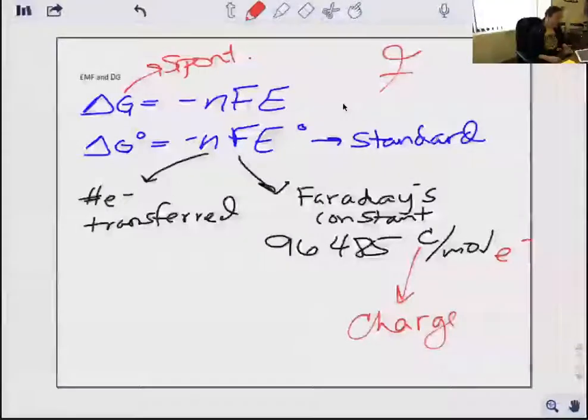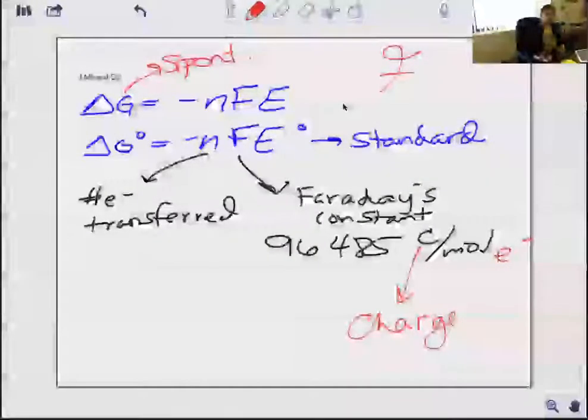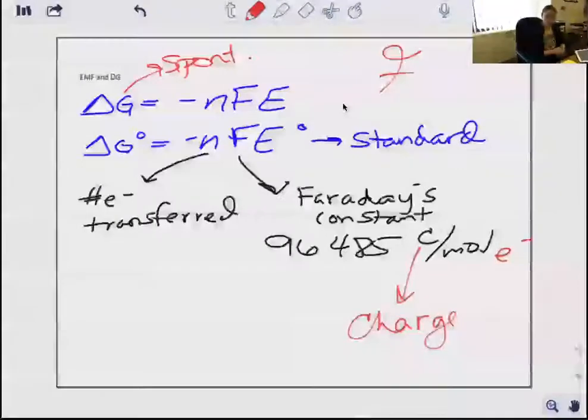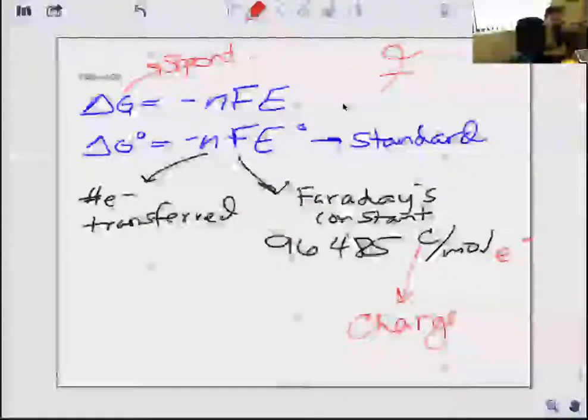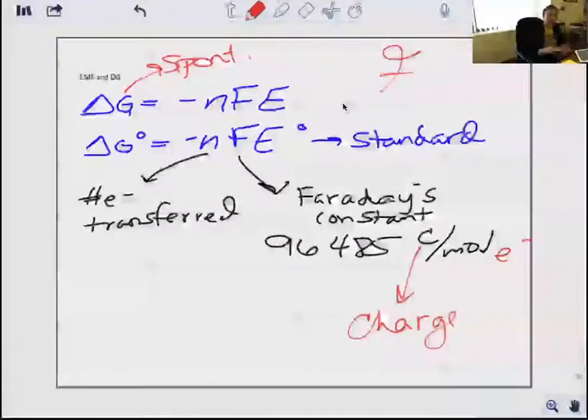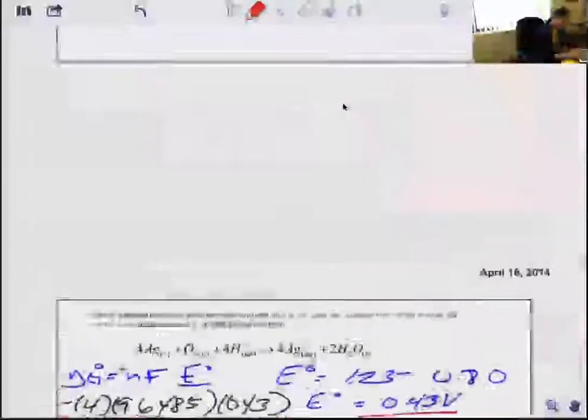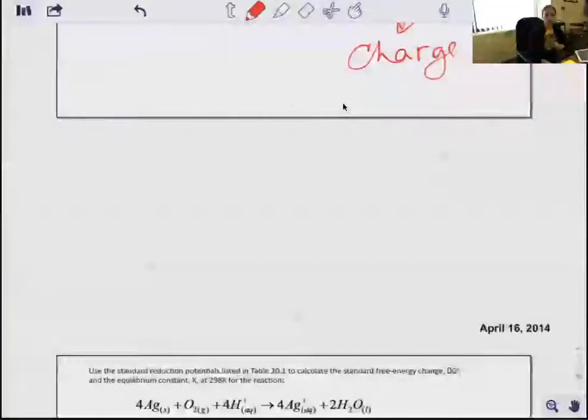N is the number of electrons transferred, and then E or E naught is your reduction potential or cell potential. So we use this to relate our E to our delta G. Okay, so let's try that here with this next one. We're supposed to use the standard reduction potentials listed in the table to calculate the free energy change, delta G, and the equilibrium constant K for the reaction.